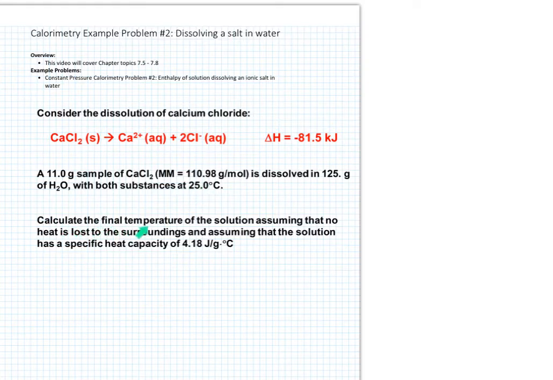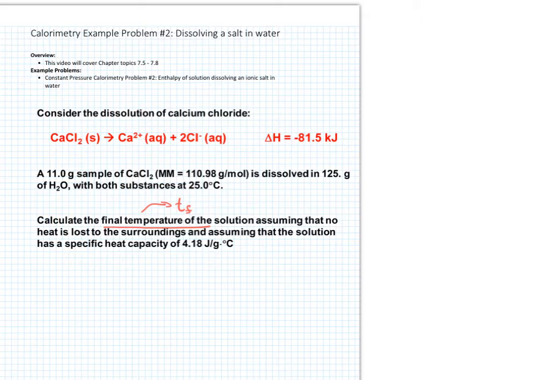We're looking to calculate the final temperature of the solution, assuming that no heat is lost to the surroundings and assuming the solution has a specific heat capacity of 4.18 joules per gram degree C. So that's the same heat capacity as water. So here's what we're trying to do. We are trying to find the final temperature of this reaction after it takes place.